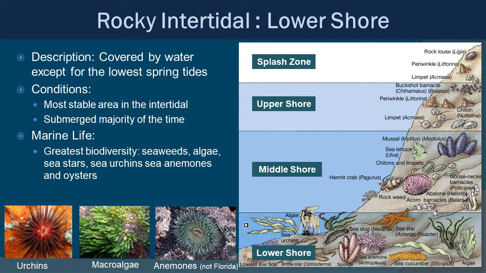Now, the conditions here tend to be a little bit more stable than the rest of the intertidal zone, simply because it's more exposed to water all the time. And that makes a big deal. It also has the greatest biodiversity, which means you also have the greatest competition for space and resources. Here you can see various types of seaweeds, algae, sea stars, sea urchins, sea anemones, oysters, all these sorts of animals.